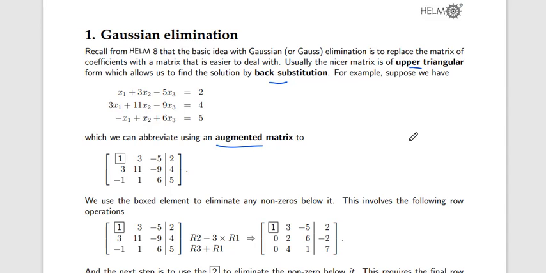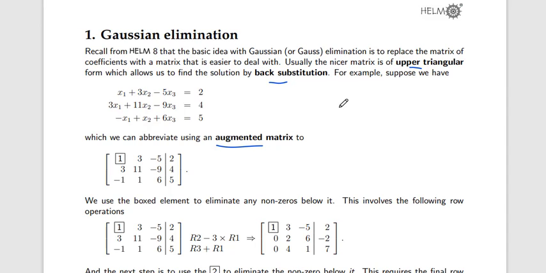Okay, so in today's lecture we will discuss how to solve using Gaussian elimination with the help of partial pivoting. It's a new method built on Gaussian elimination and partial pivoting. So in today's lecture we will discuss partial pivoting.